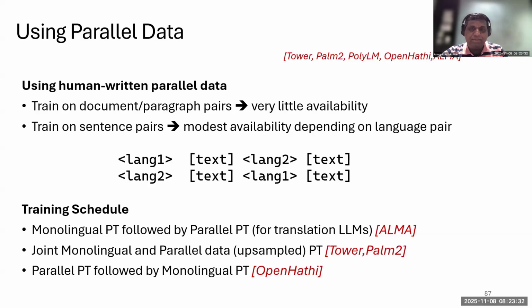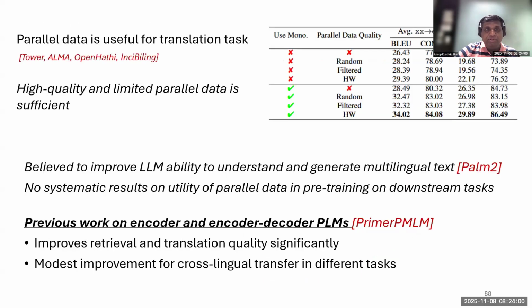One interesting experiment which the OpenHathi project did was to actually do the parallel pre-training first, with the assumption that that will help to align the language representation spaces upfront before we start doing monolingual pre-training, which will bring in data from different languages when you're training multiple languages together. So that's about how you can do the training schedules.